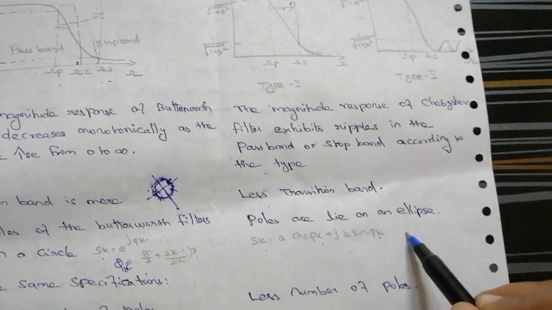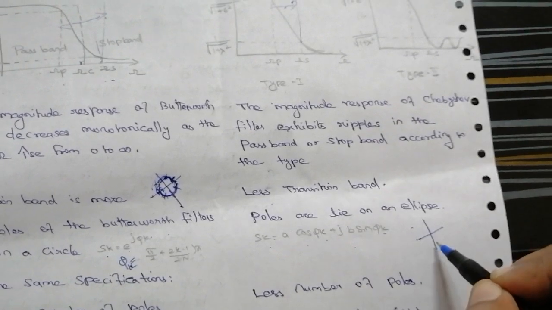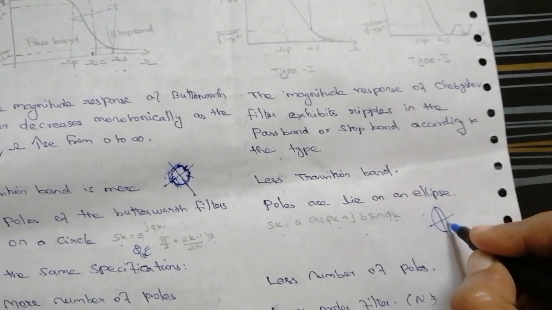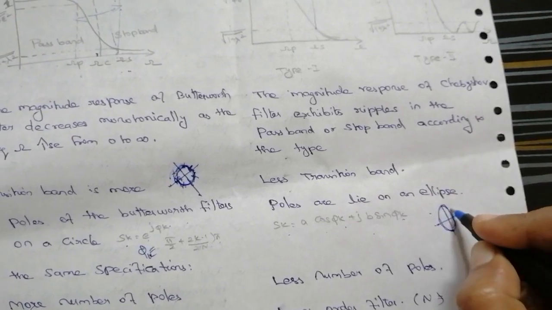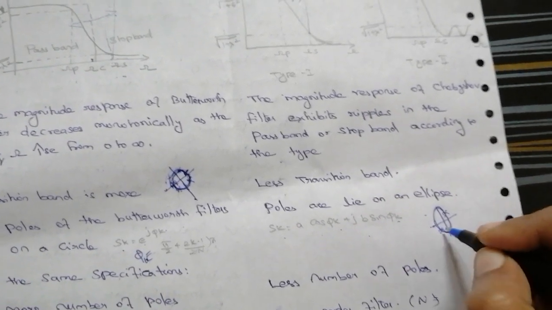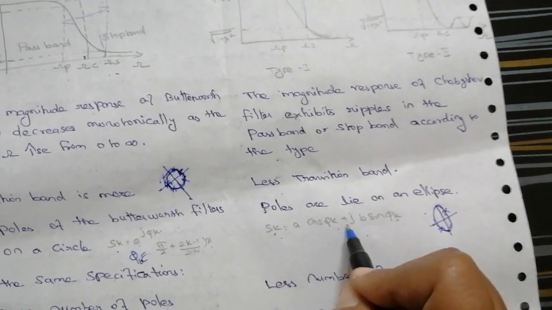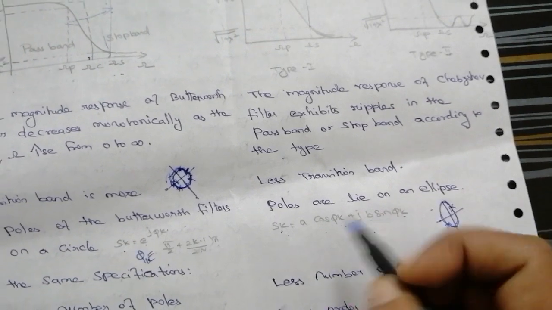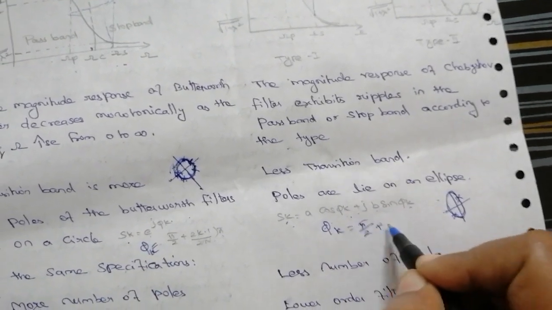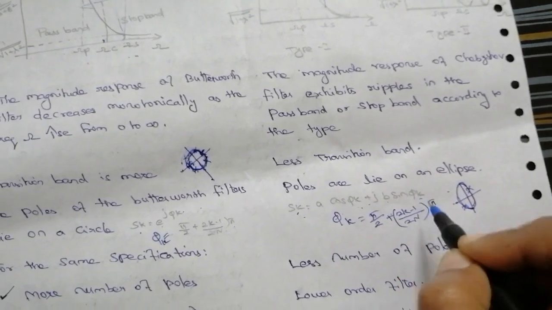Whereas in the Chebyshev filter, the poles lie on an ellipse. The same if n equal to 2 in a Chebyshev filter, the order of the filter is 2, and the two poles should lie on an ellipse. In this direction, the poles should lie. The formula for finding the poles is s_k equals a cos phi_k plus j b sin phi_k, where phi_k is the same form, pi by 2 plus (2k minus 1) by 2n into pi, right?